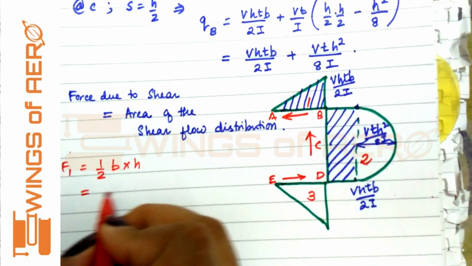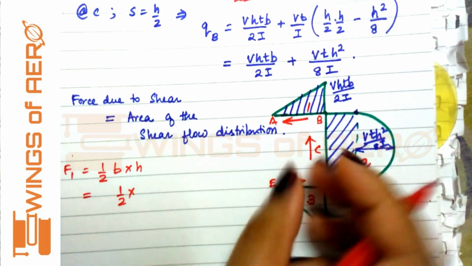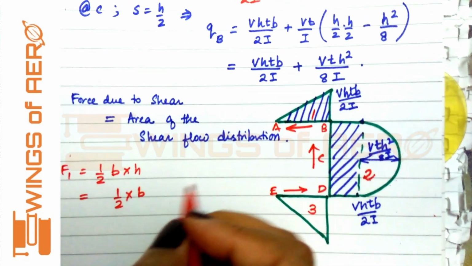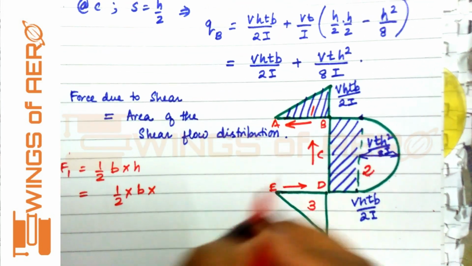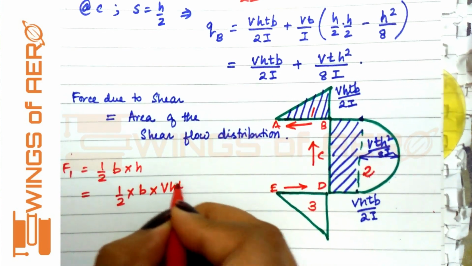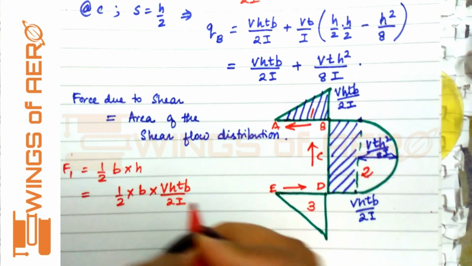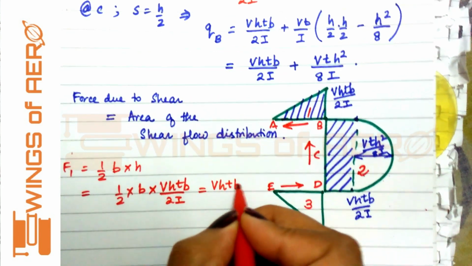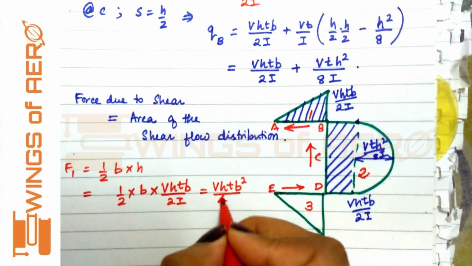So here, what is B? Half B is the breadth or the width of this flange. And what is the height? VHtB by 2I. So from here what do we get? BHtB square by 4I.